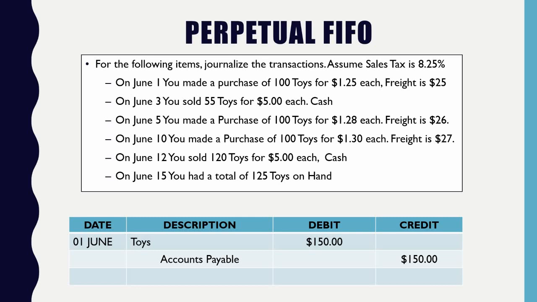So here we have a list of all of our transactions. On June 1st, we made a purchase of 100 toys, okay? On June 3rd, you sold 55 toys, okay? And then on June 5th, we made another purchase of 100 toys. And then June 10th, we made another purchase of 100 toys. And then June 12th, we sold 120. And at the end of June 15, we have a total of 125 toys.